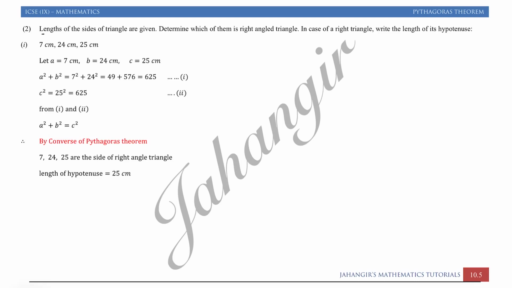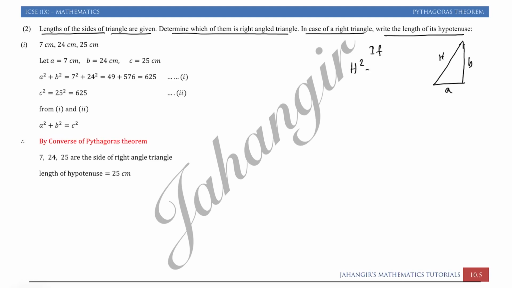Main question number 2. Lengths of the sides of a triangle are given. Determine which of them is a right angle triangle. In case of right angle, write the hypotenuse. So we know hypotenuse is the greatest side. Okay. So when can we say a triangle is right angle? Let's say this is hypotenuse, this is A and B. So if we have the condition that hypotenuse square is equal to A square plus B square, then we can say the triangle is a right angle triangle.